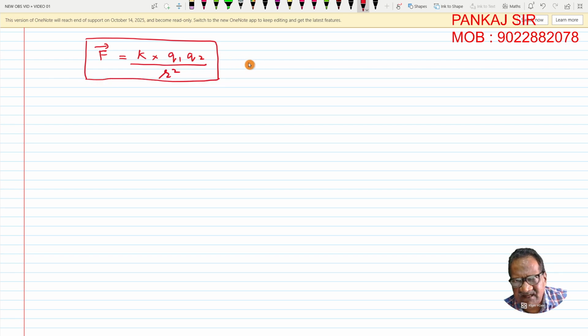If the charges are like charges, then the force will be repulsion. If the charges are opposite charges, then attraction. Now K will depend upon the medium. Let us do the numerical based on this.